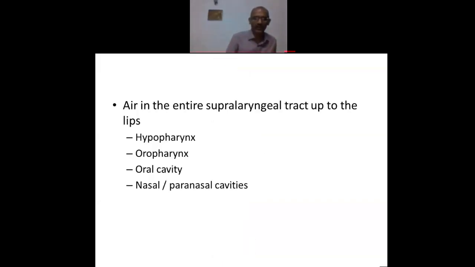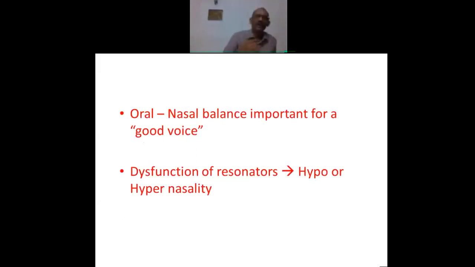So resonance. Air in the entire supralaryngeal tract acts as a resonant cavity, and you know what happens when it goes wrong. Oral-nasal balance is important for a good voice. Something which is too oral or too nasal is bad. We call it a dysfunction of the resonators, and the medical term is rhinolalia. We have hypo- or hypernasality, which are perceived to be bad voice.